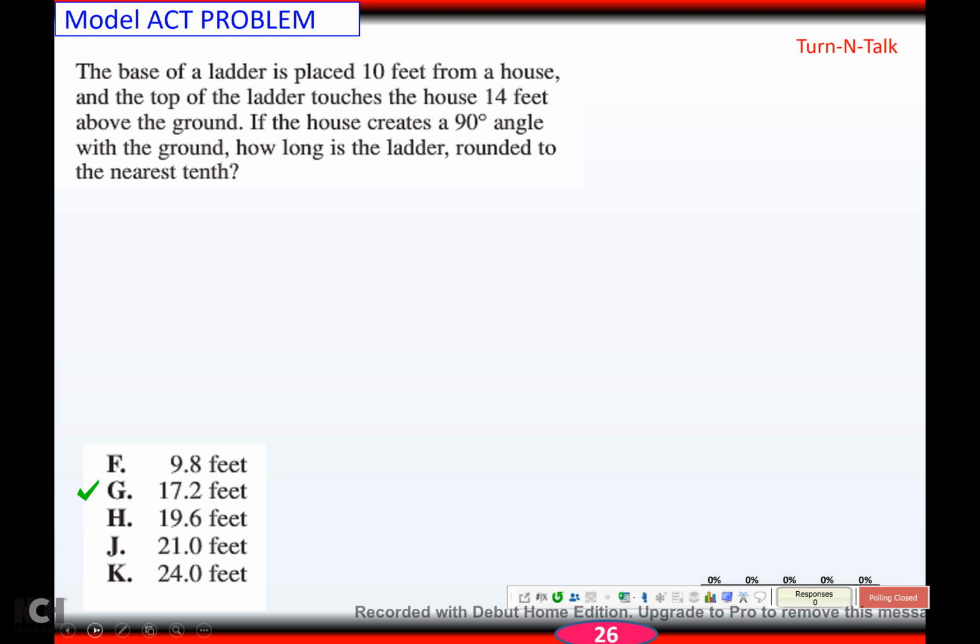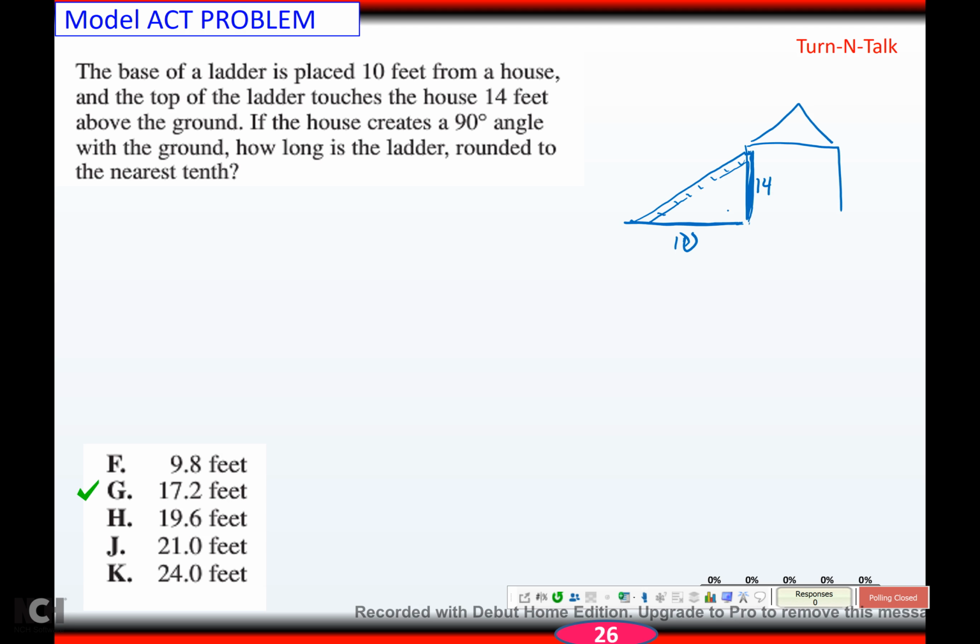And hopefully you got G. Alright, the base of a ladder is placed 10 feet from a house. So you've got this house here. 10 feet out, there's a ladder that leans up against the top of the house. Okay, and it says the ladder touches the house 14 feet above the ground. So it touches up here, which means 14 feet above the ground makes that distance 14.